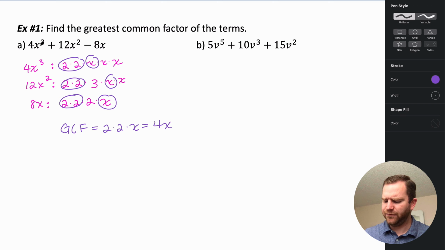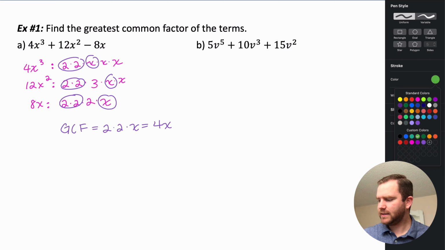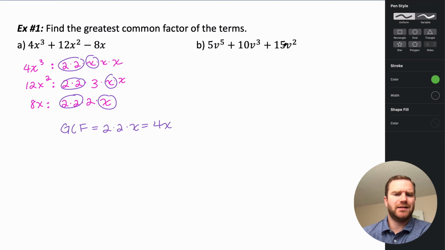If you look at this, 4 is the biggest factor that goes into all of these evenly. The only factors of 4 are 1 and 4. And so 4 goes into this, and it also goes into all of those. And then all of them have at least x to the first power, and that's why we get 4x to the first. So let's take a look at doing this the other way, without breaking it down completely.